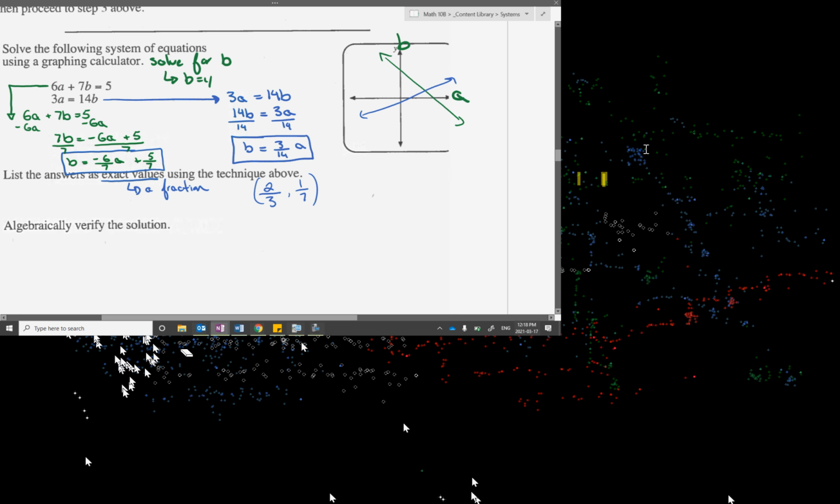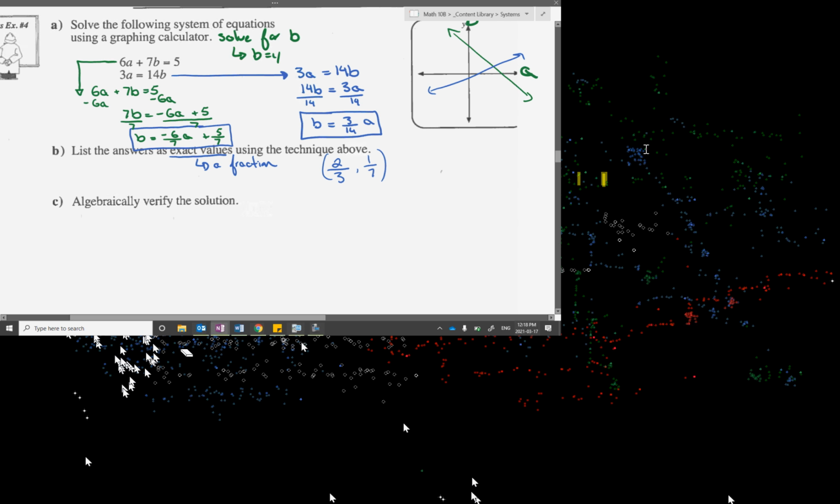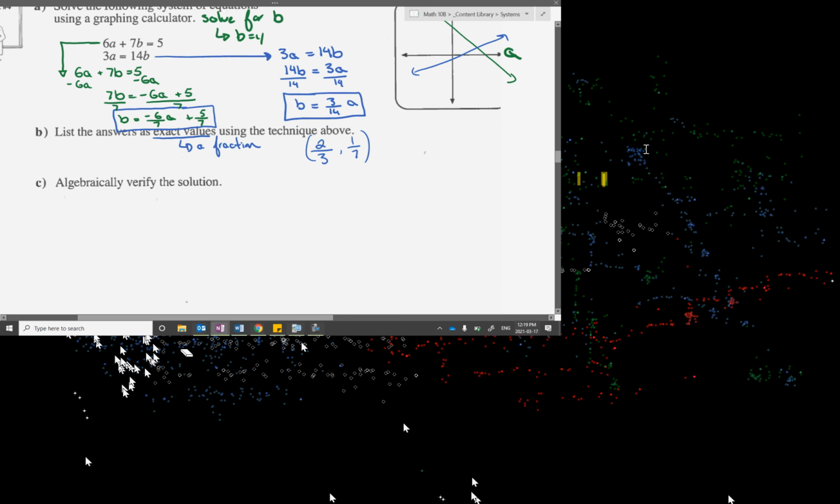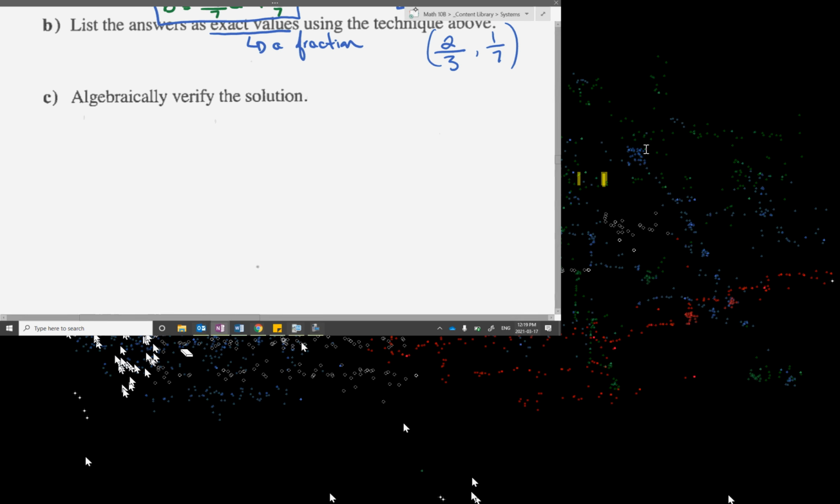Then it says algebraically verify your solution. So we plug those into our equations. So let's look at our first equation of 6a plus 7b equals 5. I strongly suggest you always plug it into the original equation, not the version where you solve for like y, or in this case solving for b, because that's going to help you catch if you made a mistake. Realistically, if you didn't make a mistake, it doesn't matter the form you plug it back into, but it's just kind of as an extra check to help you if you made an error.